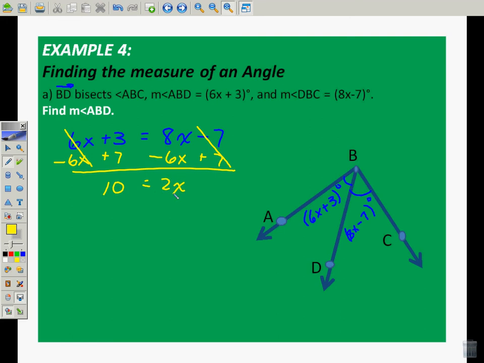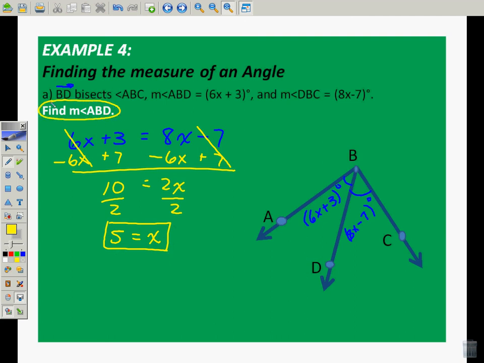So 10 is equal to 2x. What does that mean for me? Well, I'm going to divide by 2 on both sides. 5 is equal to x. I'm done, right? No. What is the problem asking me to do? Always ask yourself that. Does my answer make sense?